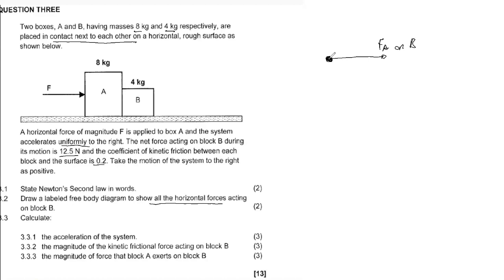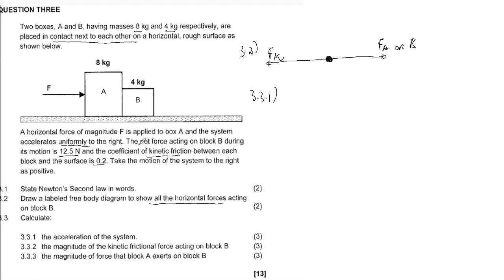And then in the opposite direction of motion, it is obviously experiencing the kinetic frictional force, because remember the blocks are in motion, and we are being told of the coefficient of kinetic friction, which means of course these blocks are experiencing kinetic friction, right? So this was your 3.2. That's all you needed to do. Show horizontal forces.